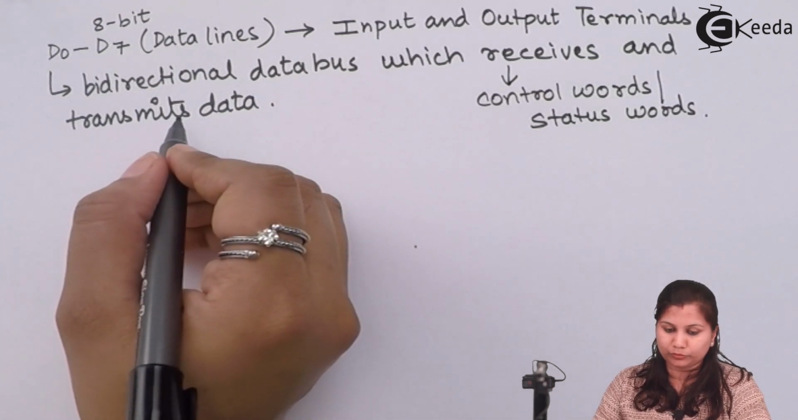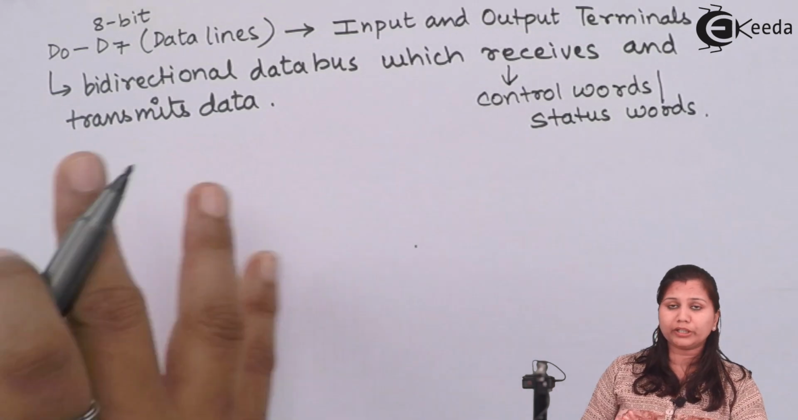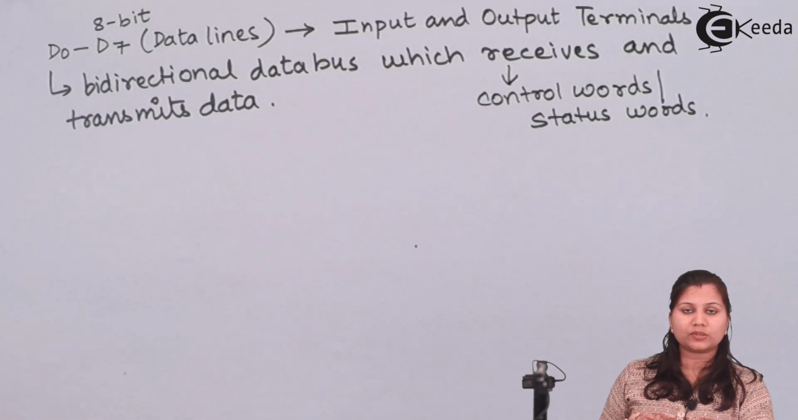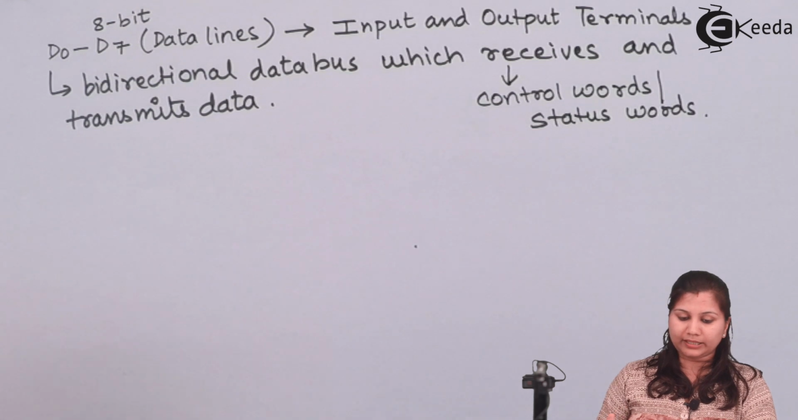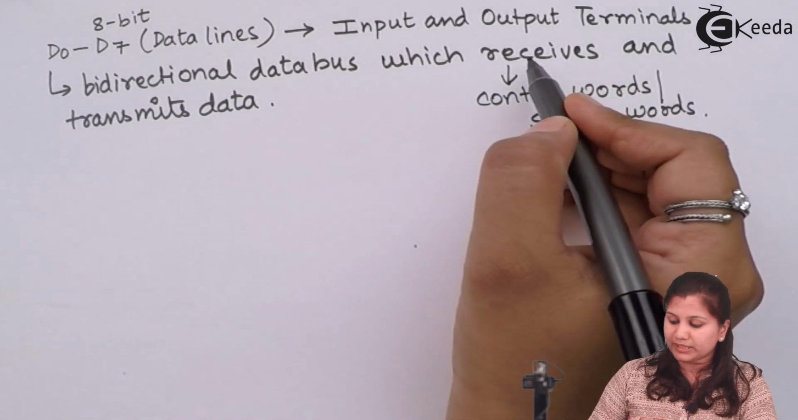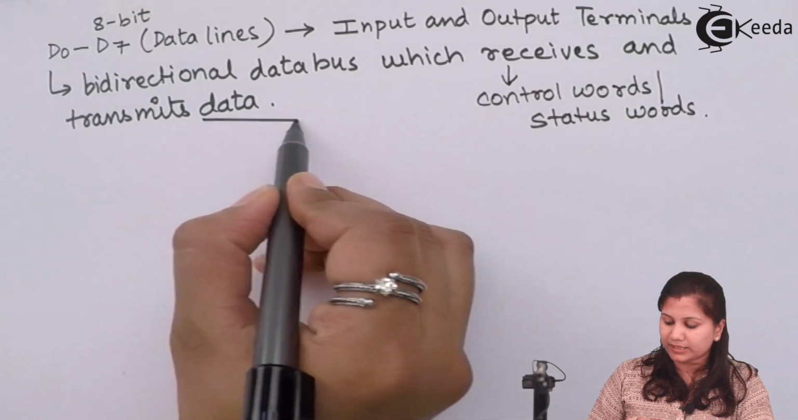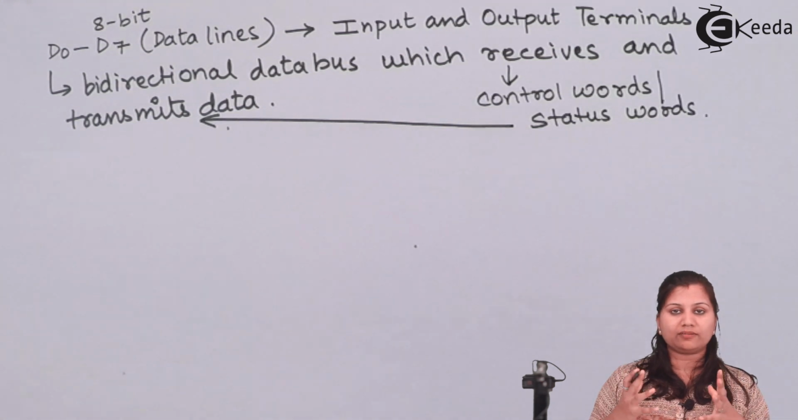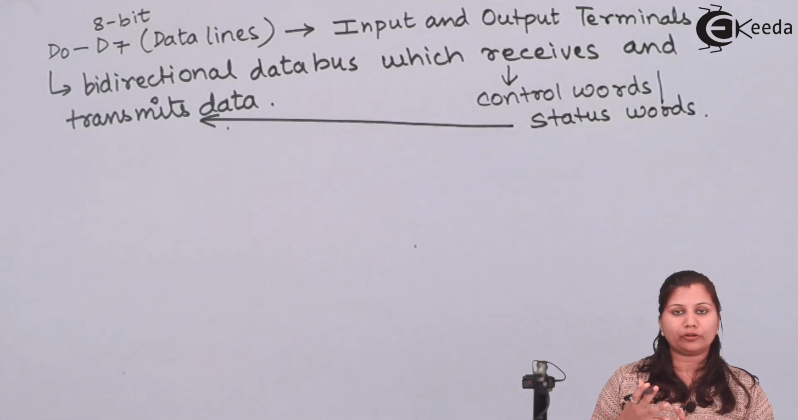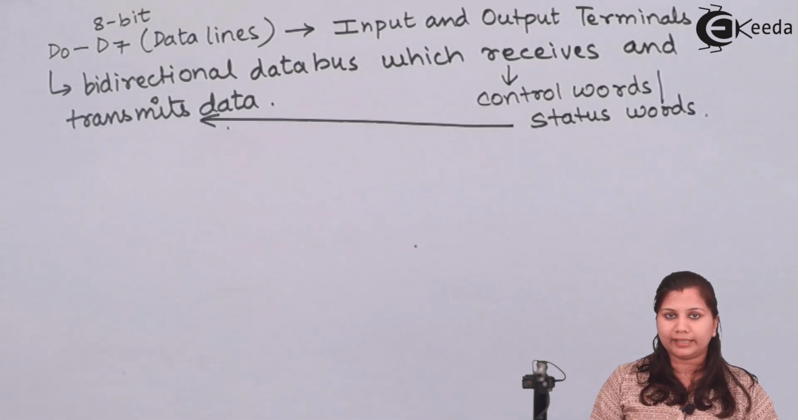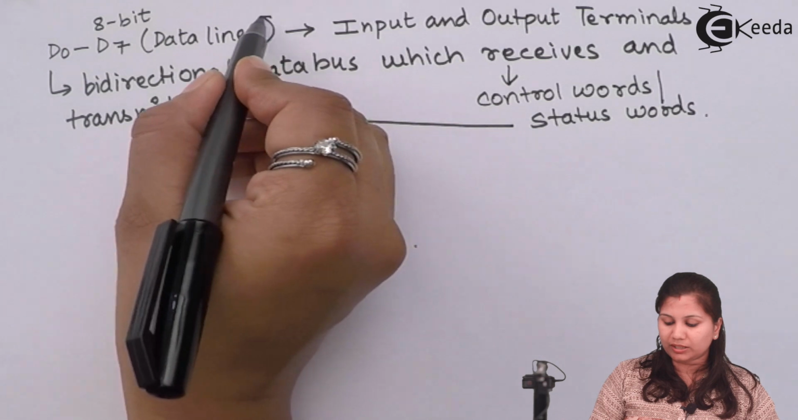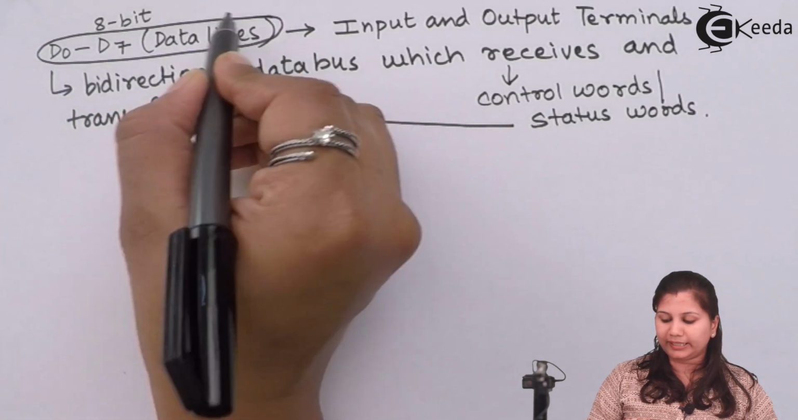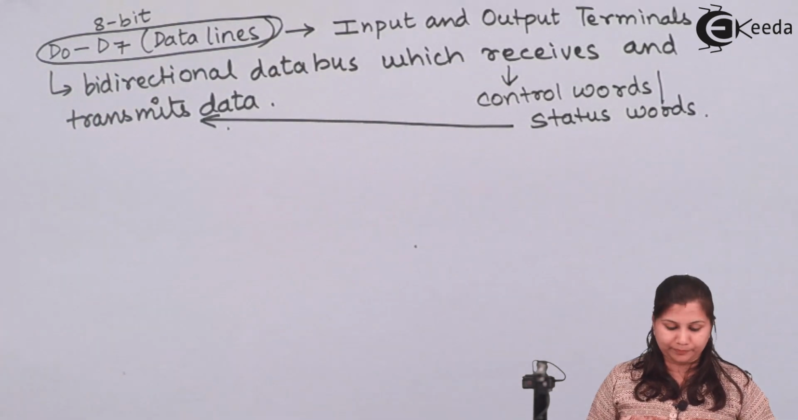the CPU. So it is going to receive the control words and status words from the CPU and it is going to send the data. The control words will be received and the status words will be transmitted. So the data which is received and transmitted can consist of control words, status words, and 8-bit data also. So we are using the 8-bit bidirectional data bus for this purpose.